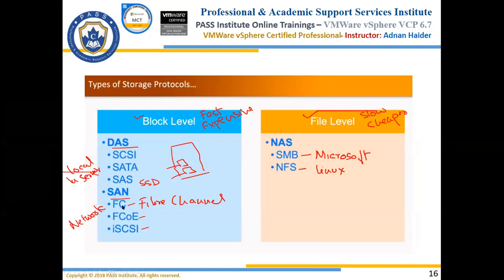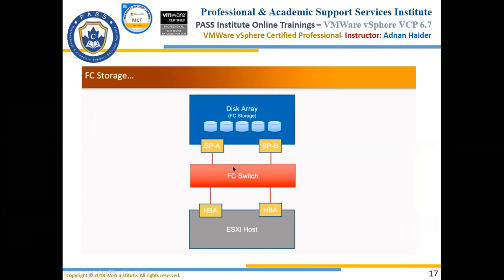Fiber channel storage has its own network, and it has its own fiber channel switch that is connected with the ESXi host. And this is the storage where the disks are connected from. So it has a storage, SP stands for storage processor. It has an FC switch, which is a fiber channel switch, and that is connected to the HBA, host bus adapter, and that is connected to the ESXi host.